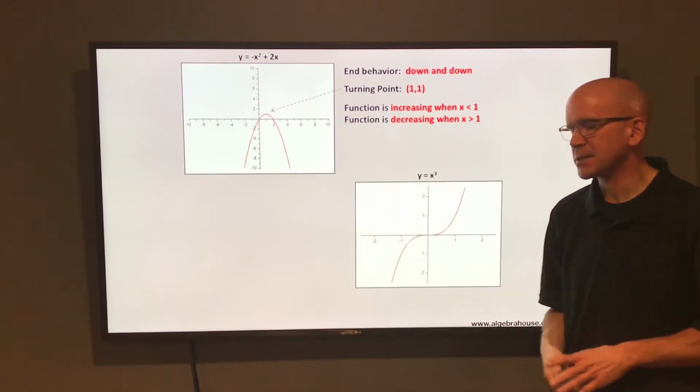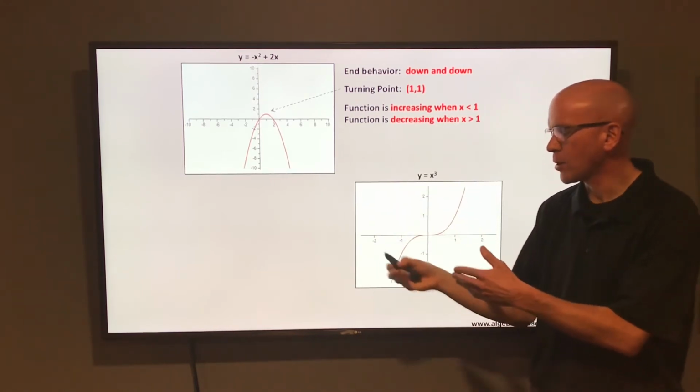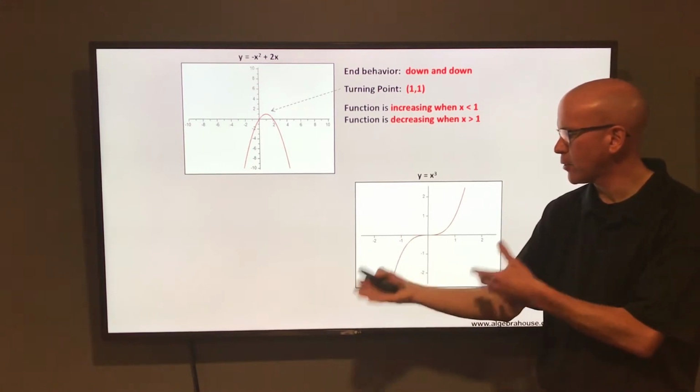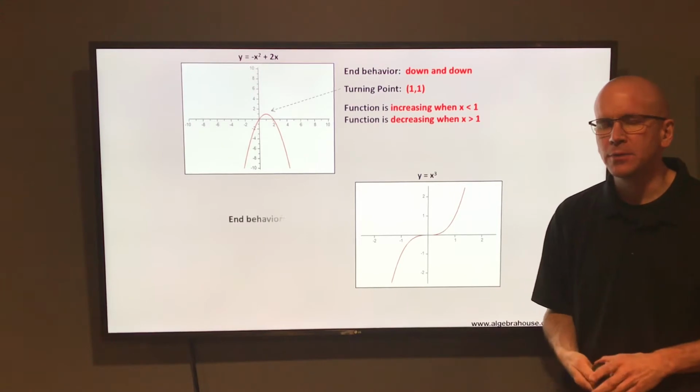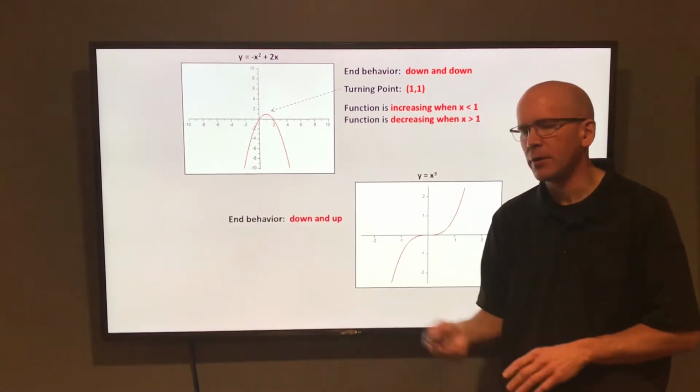Next up, y equals x to the third. As far as the end behavior, look on the left, look on the right. What does the graph look like on the left? What does it look like on the right? Well, it looks down on the left and up on the right. So the end behavior is simply stated as down and up.